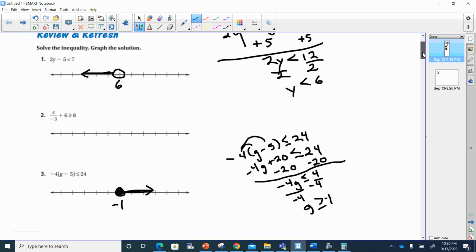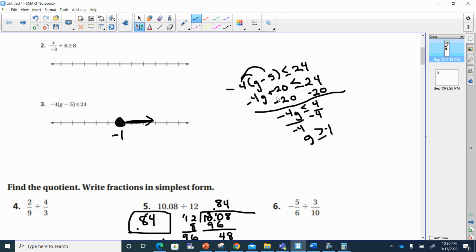Let's move on. Number 3 says negative 4 times g minus 5 is less than or equal to 24. I'm going to distribute. Negative 4 times g is negative 4g. Negative 4 times negative 5 will give me positive 20. Now I'm going to subtract 20 from both sides. This will give me negative 4g is less than or equal to 4, because 24 minus 20 is 4.